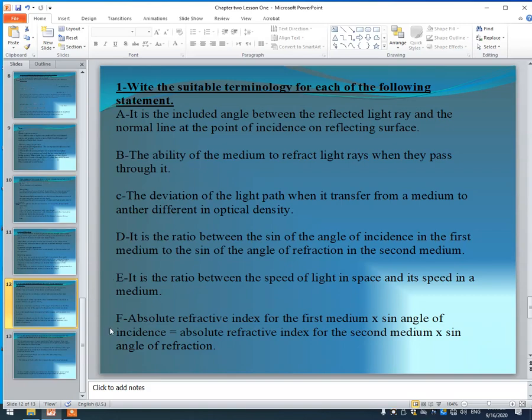The next question, the absolute refractive index for the first medium times the sine of the angle of incidence equals the absolute refractive index for the second medium times the sine of the angle of refraction. This means n1 sine phi equals n2 sine theta. This rule is called the rule of what? n1 sine phi equals n2 sine theta, it's Snell's law.